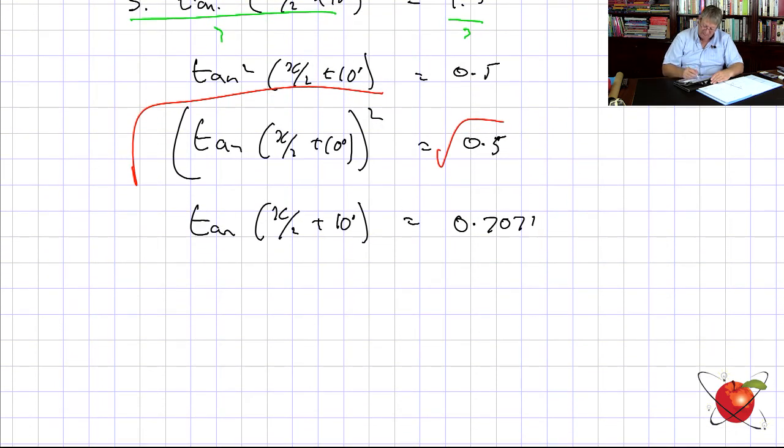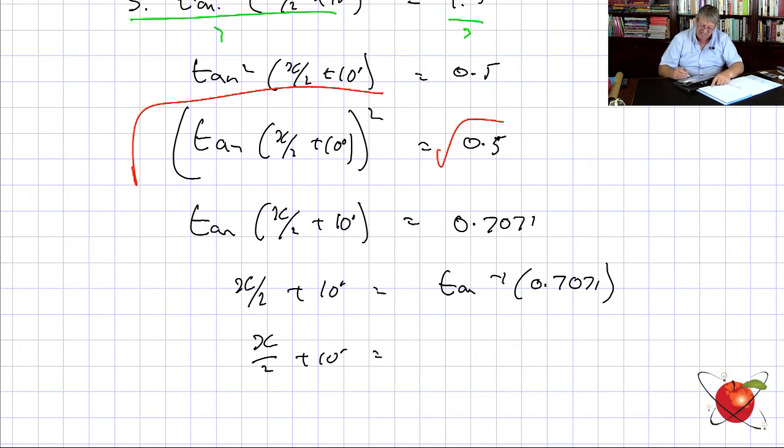What's next? x over 2 plus 10 degrees is arctan of 0.7071. Therefore, x over 2 plus 10 degrees is, and arctan of that is an angle, 35.3 degrees. All right. Going to just check it. Shift tan of 0.7071 is 35.3 degrees. Yes, 35.3. Just make that a bit neater.